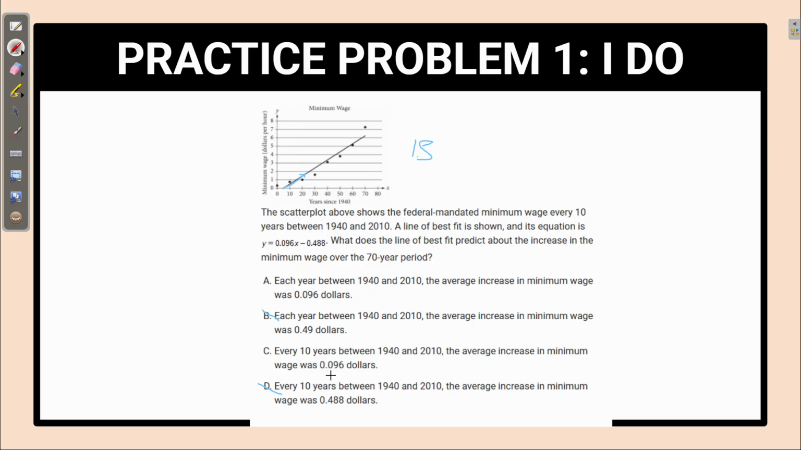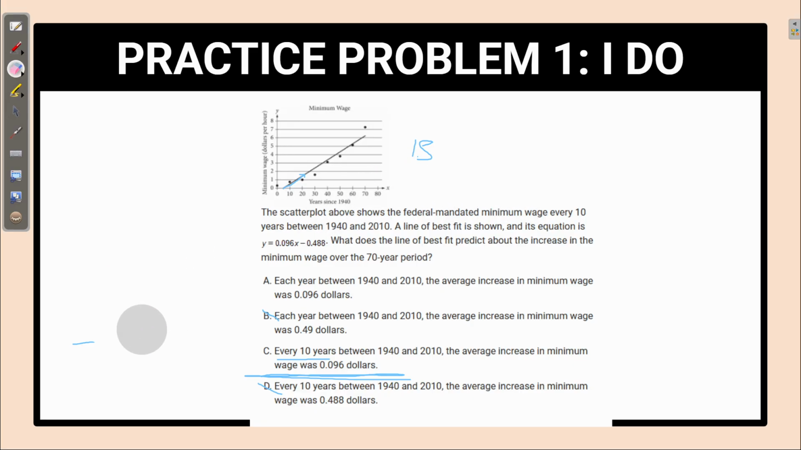Now, if C was the answer here, well, we could just do some simple math. Basically, let's round it to 0.1. So let's say 0.1 times 15 divided by 10. Now, why are we dividing by 10? Because it's saying every 10 years, and this is 15 years. So we're getting 1.5 sets of 10 years, which leaves us with 0.15. Now, I'm no genius, but I don't think that's equal to 1.5.